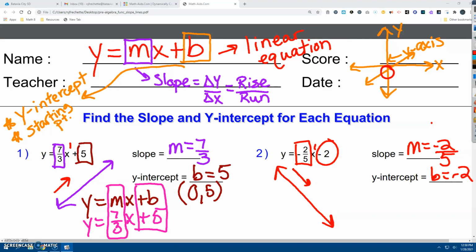So that's slope and y-intercept from our slope-intercept form, which is y equals mx plus b, which we know is a linear equation.